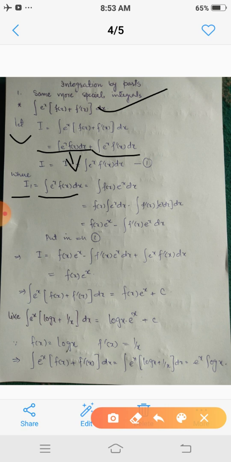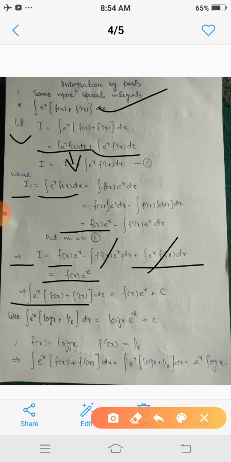Now using integration by parts, that is the product rule of integration, we get f(x) e^x, because the integral of the second function is e^x, minus the integral of the derivative of the first, f'(x), times e^x. Now put this I1 in the first equation: I equals f(x) e^x minus the integral of f'(x) e^x plus the integral of e^x f'(x). These two terms are the same, so they cancel. We simply get f(x) e^x, which implies that the integral of e^x [f(x) + f'(x)] becomes simply f(x) e^x.